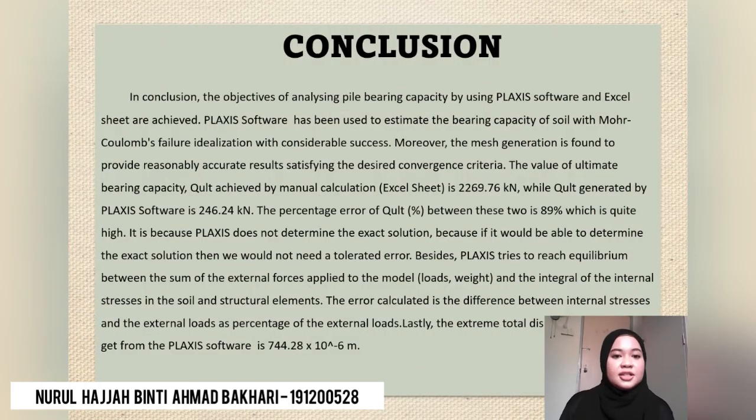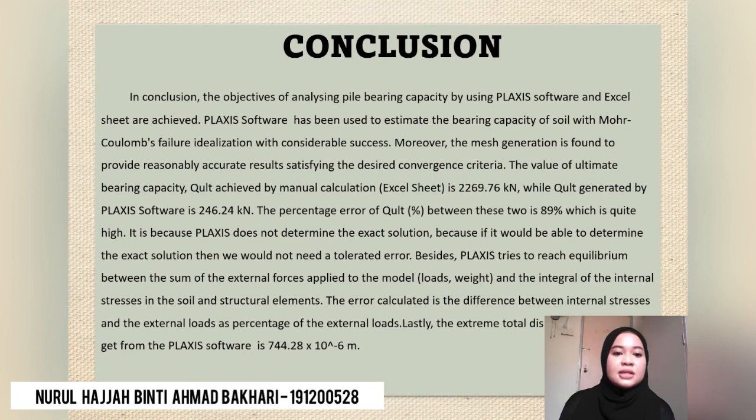In conclusion, the objective of analyzing pile bearing capacity using PLAXIS software and Excel sheets is achieved, and the method is found to provide reasonably accurate results. The value of ultimate bearing capacity estimated by the Excel sheet is 2,269.76 kilonewton, while Q ultimate generated by PLAXIS software is 246.24 kilonewton. So the percentage error of Q ultimate between these two software is 89%, which is quite high.